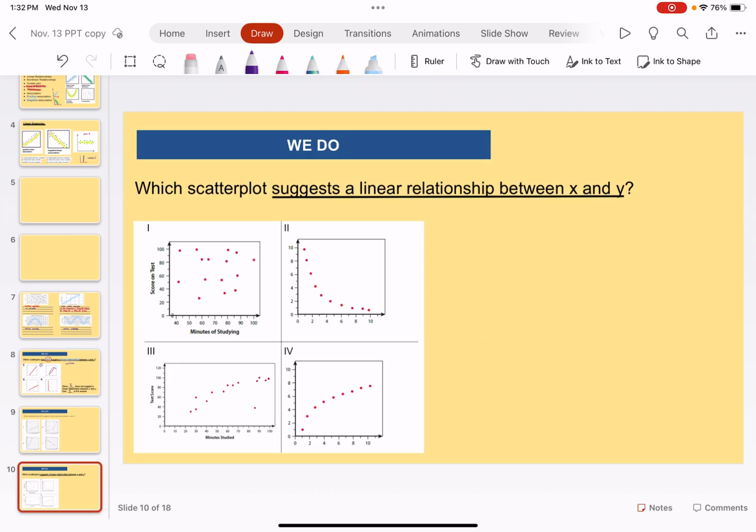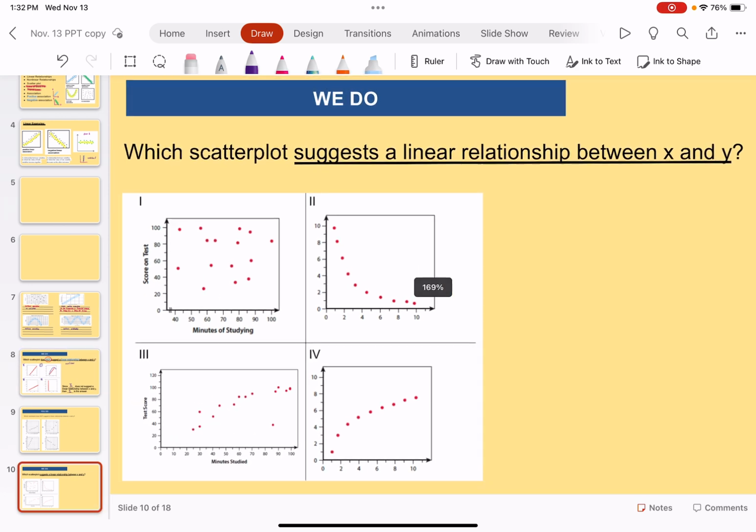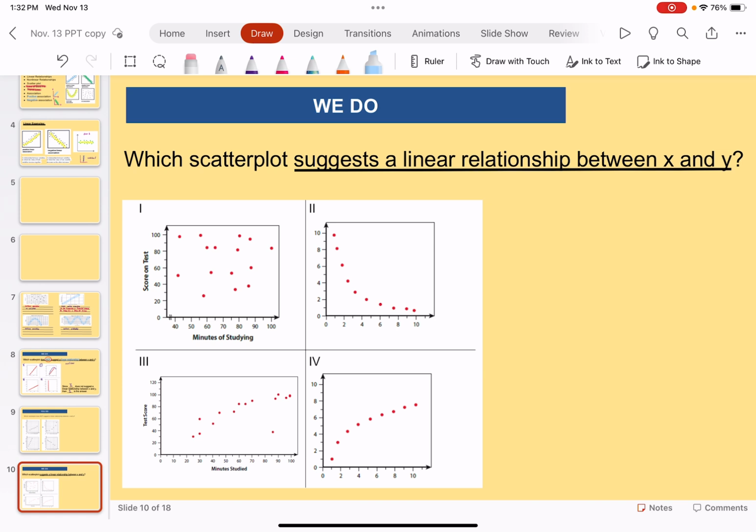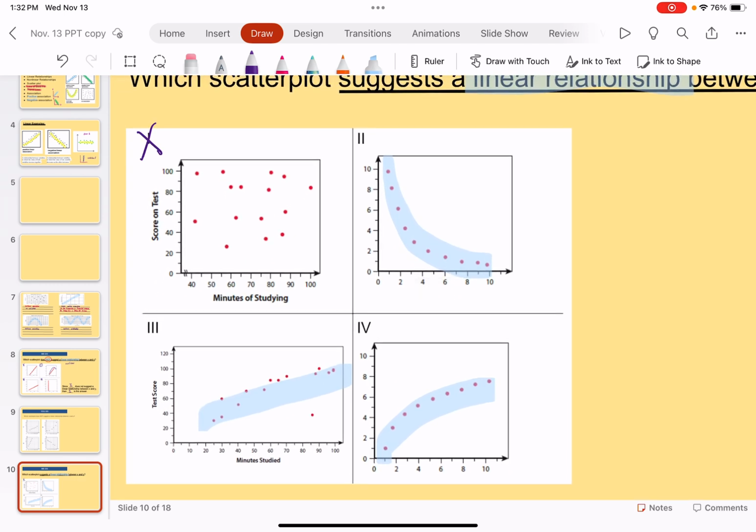Okay, our next we do is now asking for which scatter plot suggests a linear relationship between x and y. So now it's asking for a linear relationship. So we're looking for a straight line. So I'm going to try to draw trend lines where I can. Okay, so number 1, I know right away is not the answer because I can't even draw a trend line, right? It's just all the dots are scattered everywhere. So it's no association. Number 2, my trend line looks a little curved, right? So I could draw a trend line, but it doesn't look linear.